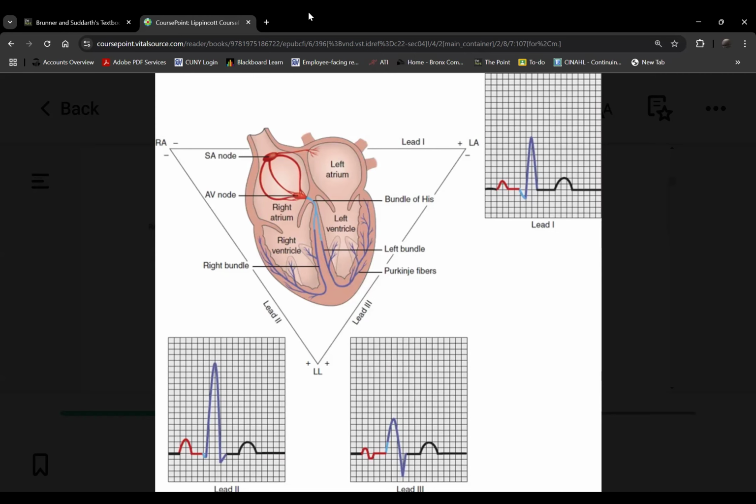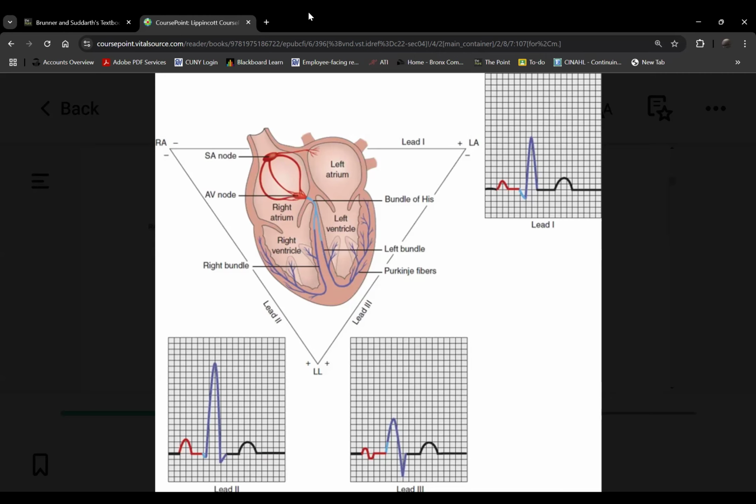Okay. Now, as I mentioned, the bundle of His all the way to the Purkinje fibers are pacemakers themselves as well. However, because they can only generate between 20 and 40 beats per minute, they can't be relied upon to sustain life. I mean, can you live with a heartbeat of 20 to 40? All right, so it's negligible, really.